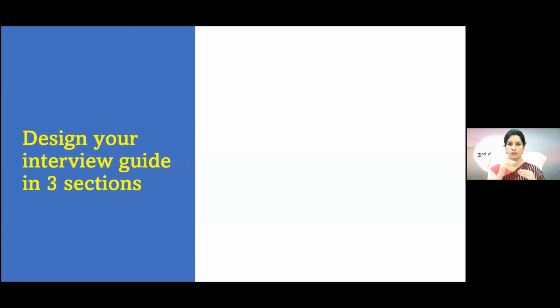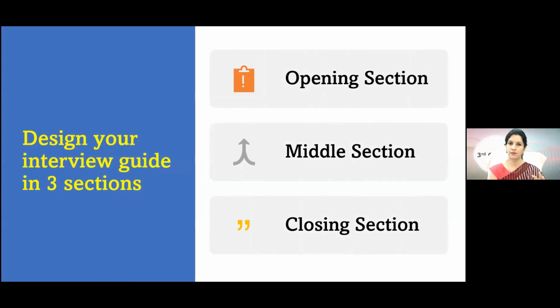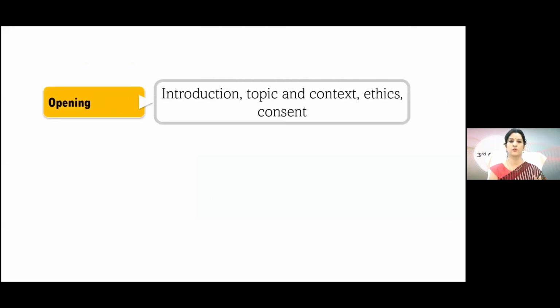When you develop an interview guide for any research question, it should have 3 parts: an opening section, a middle section, and a closing section. In the opening section, you may start with the introduction of the topic, like you explain what this research is all about and why you are doing this research.